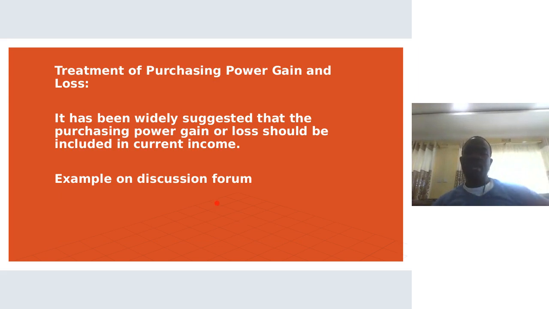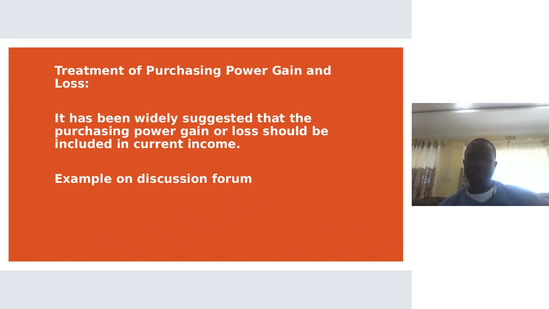Now, I want us now to look at the treatment of purchasing power gain or loss. You have seen from the monetary assets and even the liabilities, for the example that we have done, we have a gain. So in some cases, you may find loss.